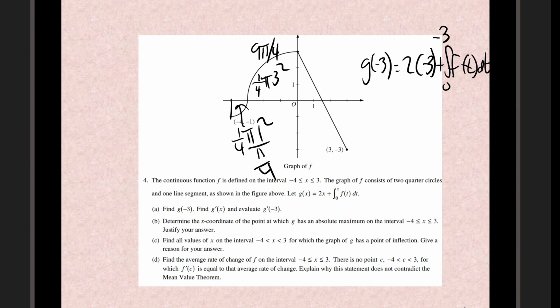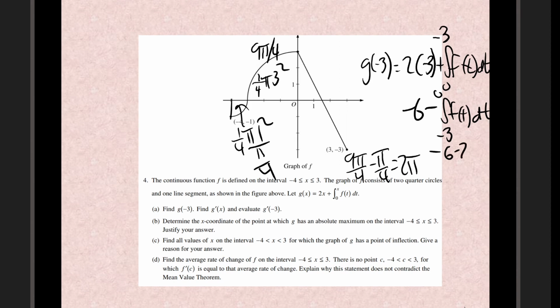Okay, now that we know these, what we know is that the integral from 0 to -3 is the negative integral from -3 to 0, which is probably an easier way to think about this. And the integral from -3 to 0 is 9 pi over 4 minus pi over 4. And 9 pi over 4 minus pi over 4 is 8 pi over 4, or just 2 pi. So this is -6 minus 2 pi.